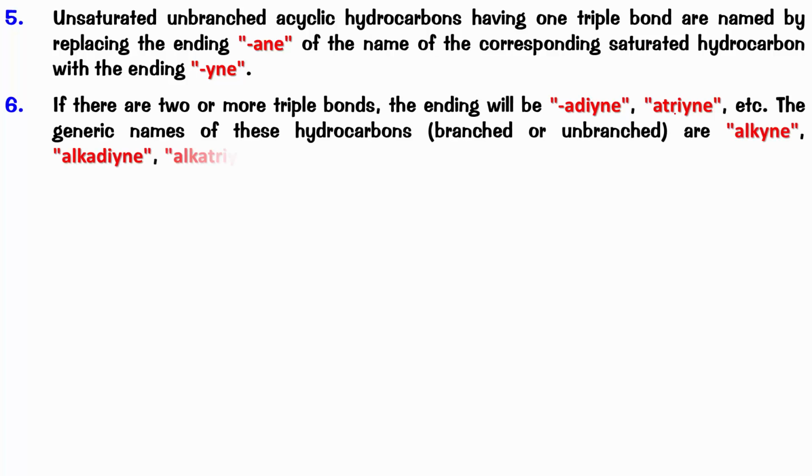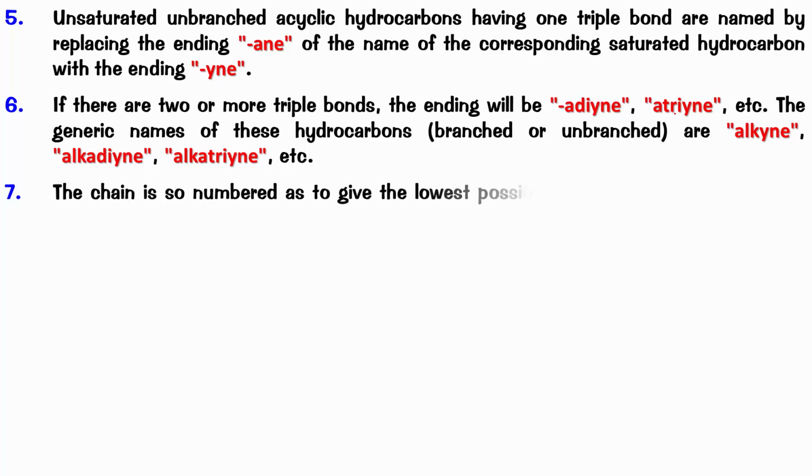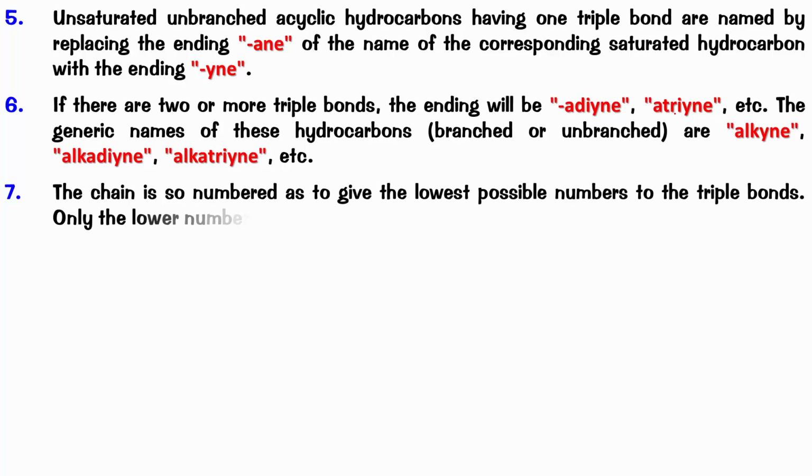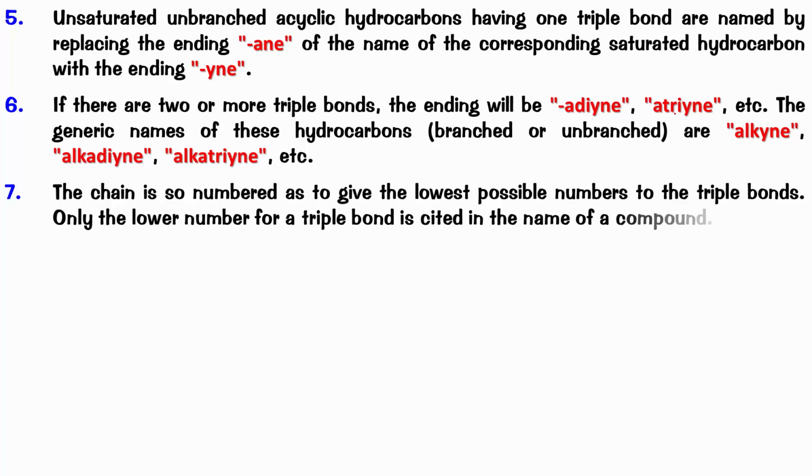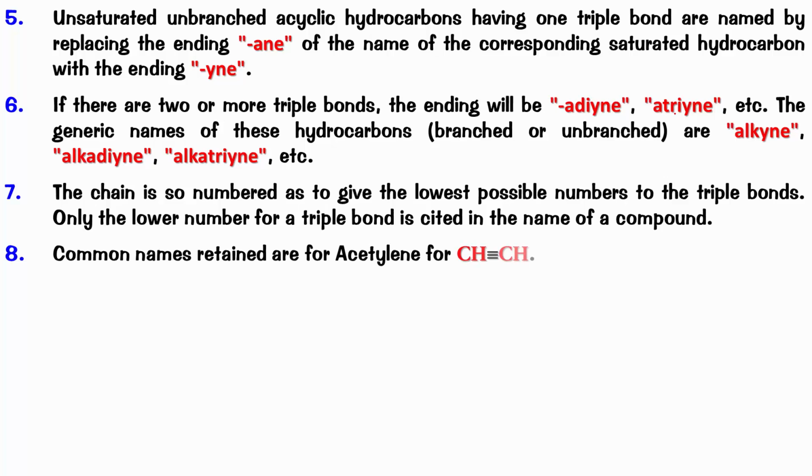The generic names of these hydrocarbons are alkyne, alkadiyne, alkatriyne, and we will give the numbers in the same way as the double bond. So the chain is so numbered as to give the lowest possible numbers to the triple bonds. Only the lower of the triple bond numbers is mentioned. And the simplest of the alkynes is ethyne, whose common name is acetylene, and we can retain the common name as the IUPAC name.